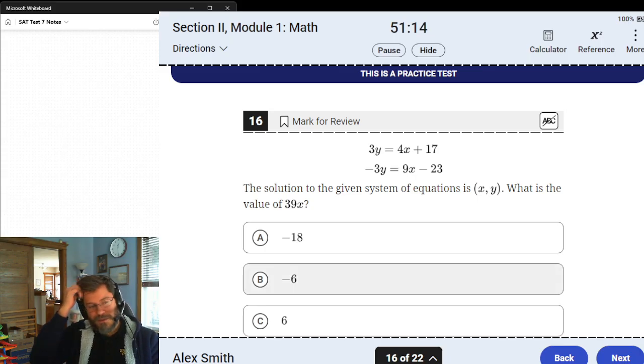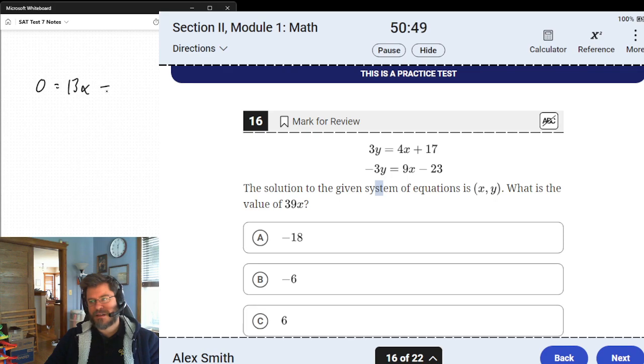This is a pretty neat question here. I recognize this format. You notice something here about the system. They want the value of 39x. They don't want x, they want 39x. And they also gave us these coefficients of y that are equal but opposite. So if I just add straight down, they cancel out. We get 0 equals 13x.